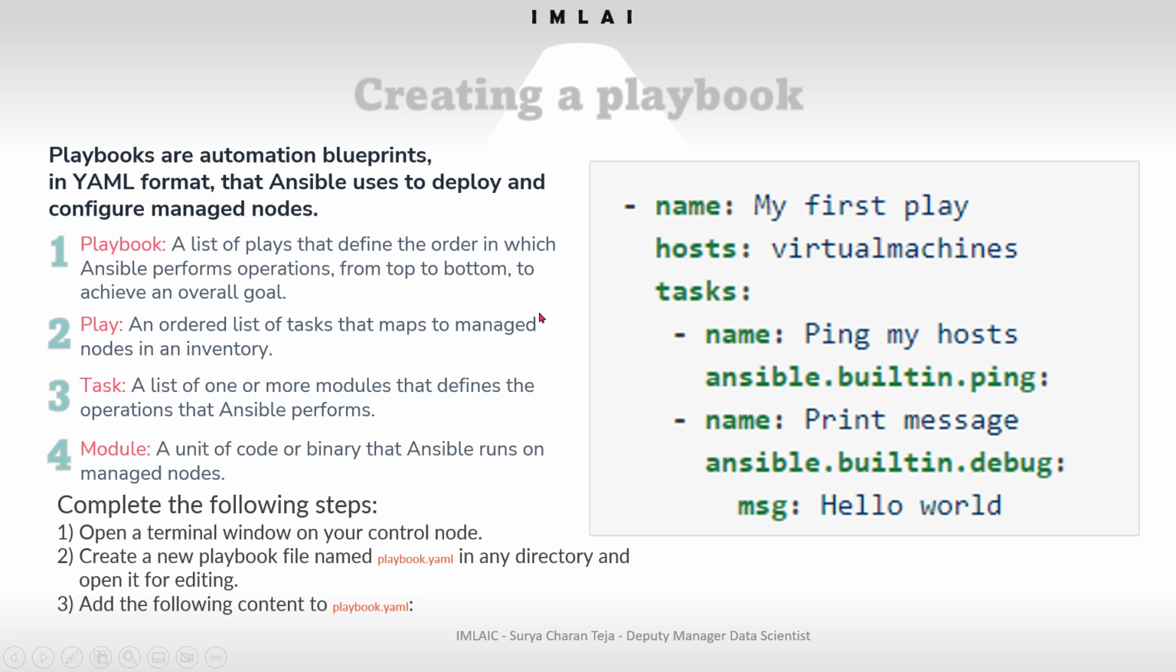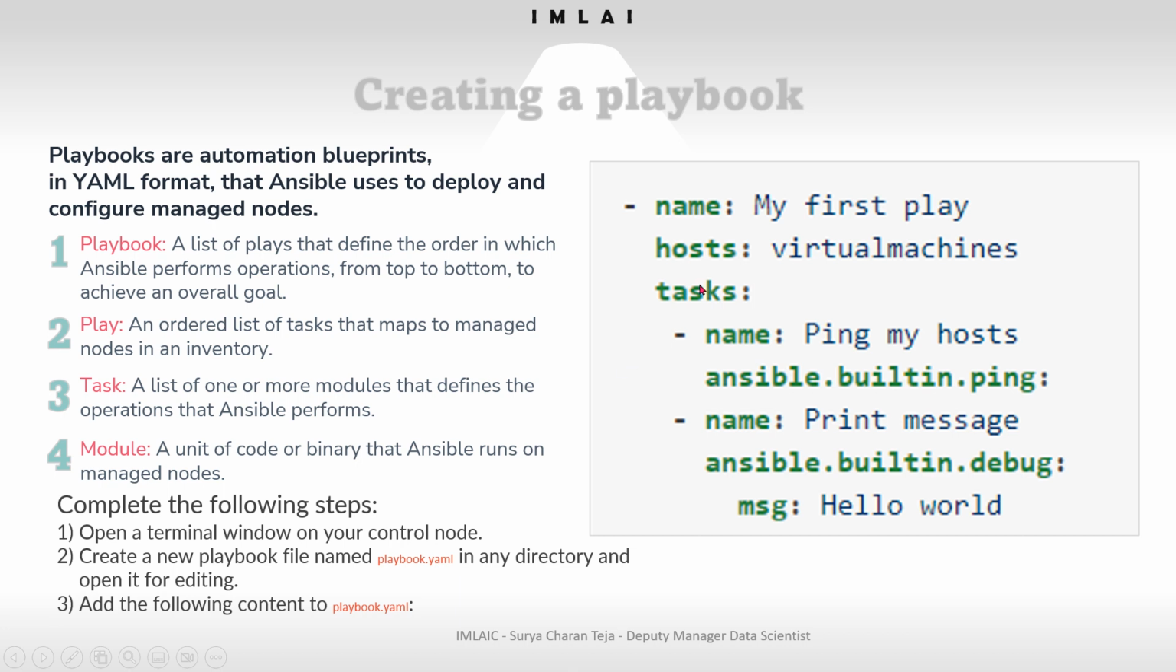A play is an ordered list of tasks that maps to managed nodes in an inventory. If you see this play, the play name is my first play, and then the host name is given. The virtual machine is the host name, and this host name will be mapped with the inventory, and in the inventory the virtual machine name will be mapped with the IP of the machine, so that when you call the virtual machine it will be connected to the IP, and whatever play you have mentioned will be executed on that machine. That's how a playbook works.